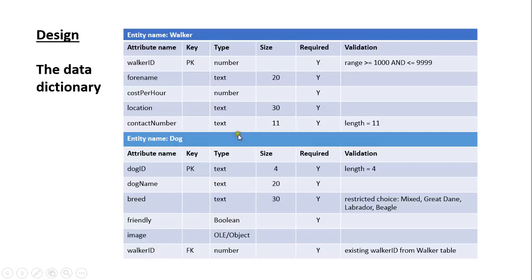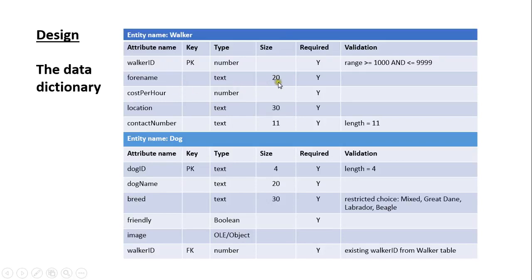We need to decide on the data type for each of the attributes. And this is different from programming. In programming, we use words like integer, real, string, char, and boolean. When we're talking about databases, we use number, text, boolean, which pops up in both places, and object. We also need to decide on the size of the data that's going to go into each of the fields when we come to build the database.